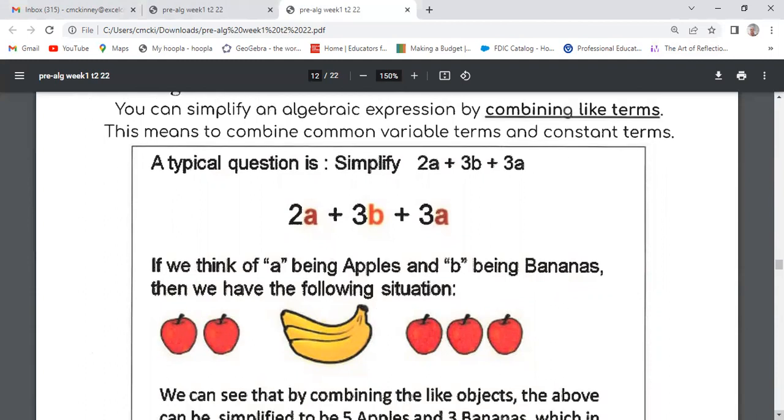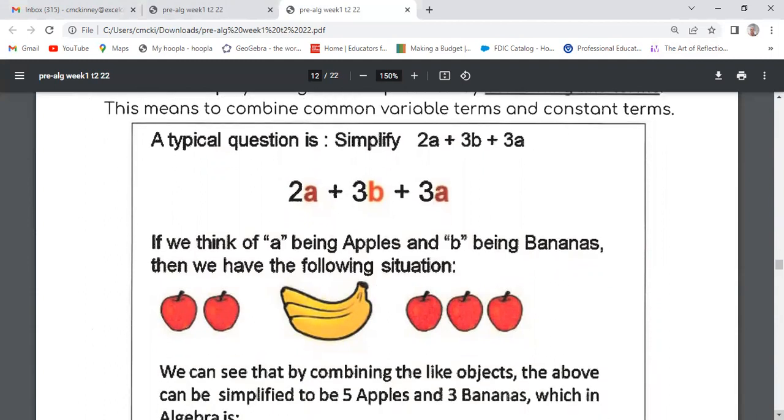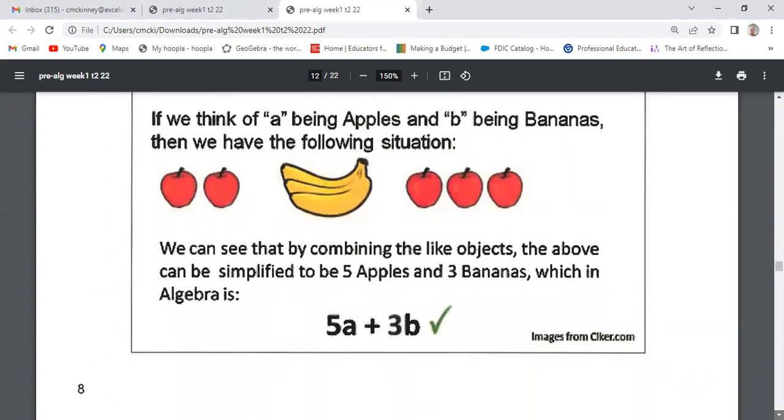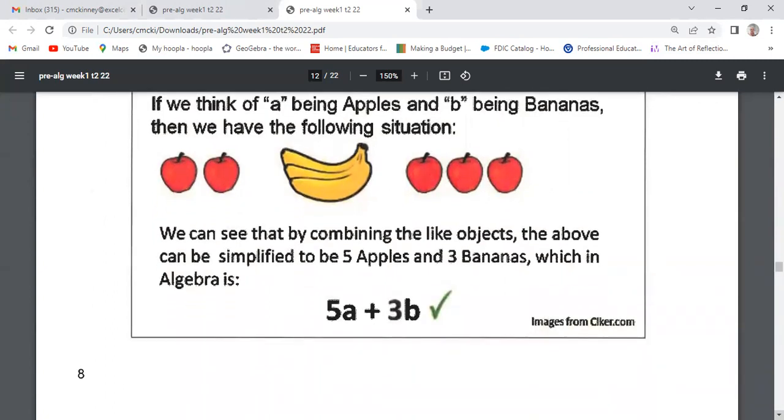So if we thought of A representing apples, B representing bananas, then it's kind of obvious to see that 2 apples plus 3 bananas plus 3 apples could be simplified to just say, hey, 5 apples and 3 bananas. So we could simply say 5A plus 3B. By the way, if you chose to write 3B plus 5A, it's still equivalent, and it's okay, but typically we'll see it written in alphabetical order.